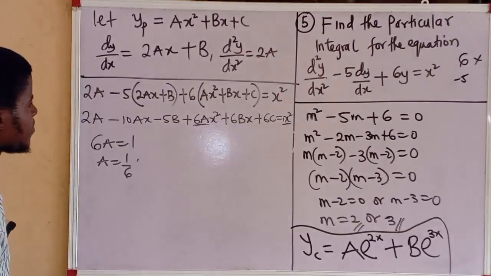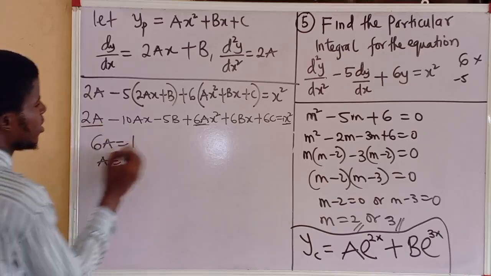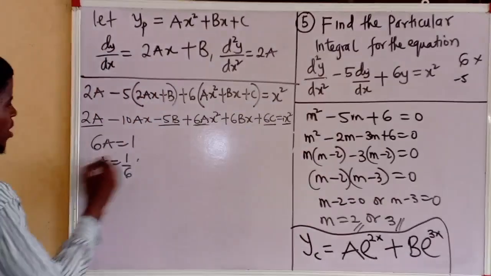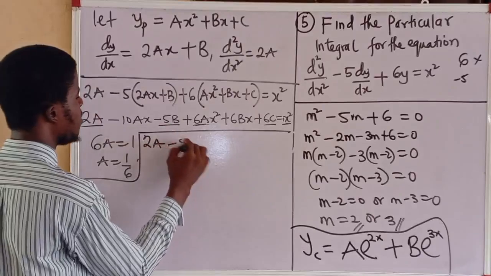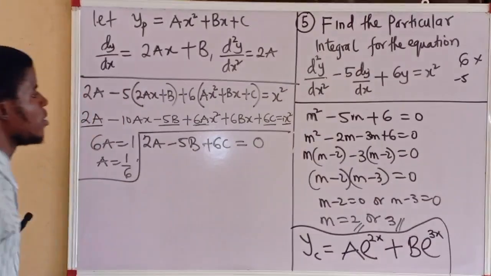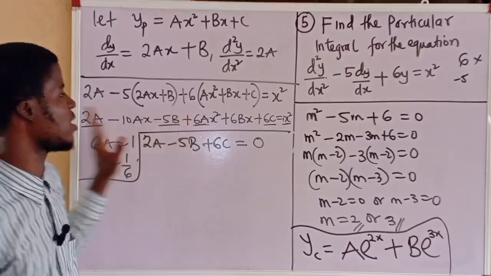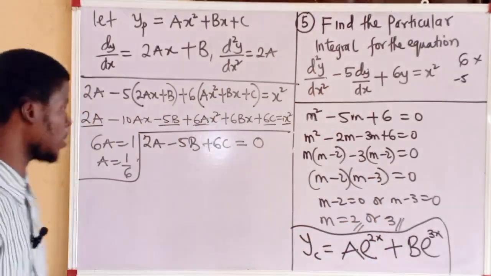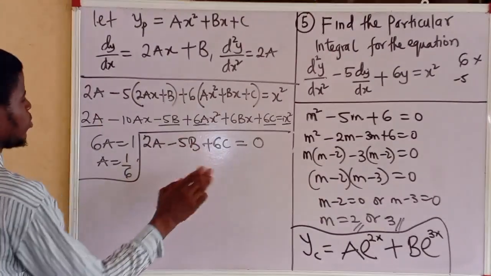Okay, let's see again. 2a is a constant. Minus 5b is a constant. 6c is also a constant. So I can say 2a minus 5b plus 6c is equal to what? 0. There is no constant at the right hand side, so we assume it is 0. So the sum of the constants at the left hand side is equal to the sum of the constants at the right hand side. And so you're having 0 here. So we can't get b from here. So we need one more equation.